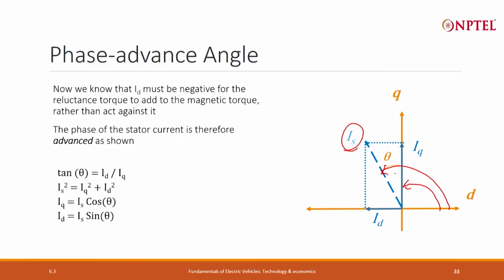So, tan theta, as we discussed, is ID by IQ, IS squared is equal to IQ squared plus ID squared. If I know what is IS and theta, I can express ID and IQ in terms of IS and theta. IQ will be equal to IS into cos theta, ID will be equal to IS into sin theta. Is this clear?